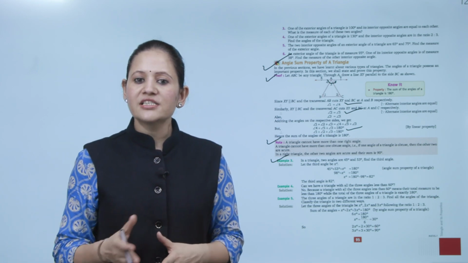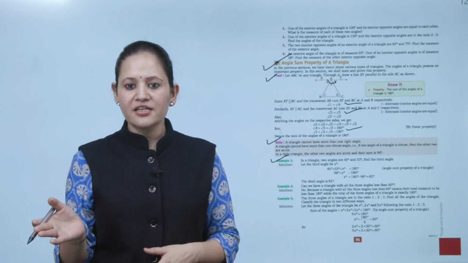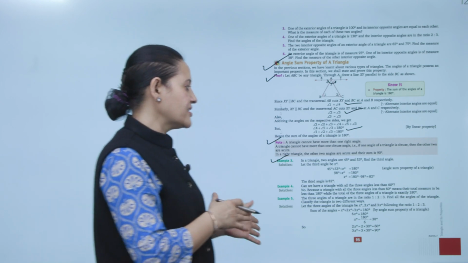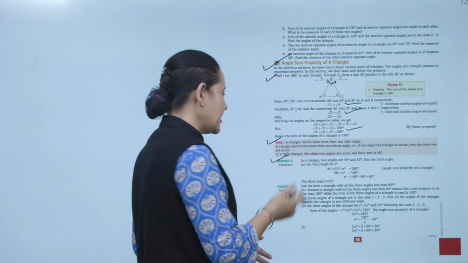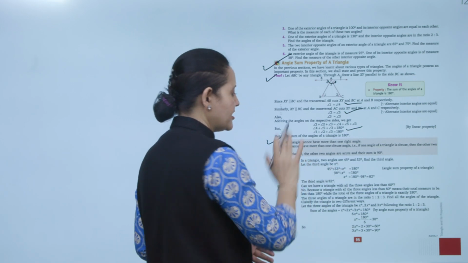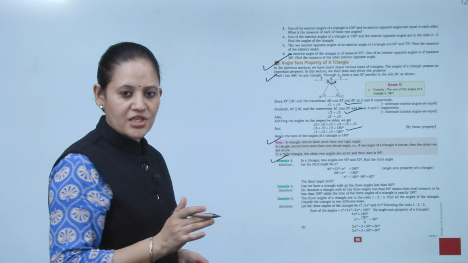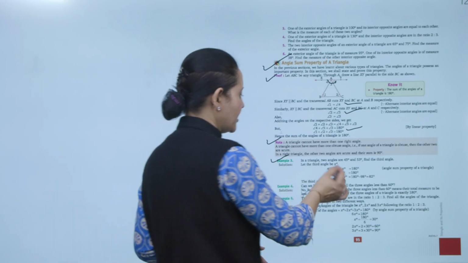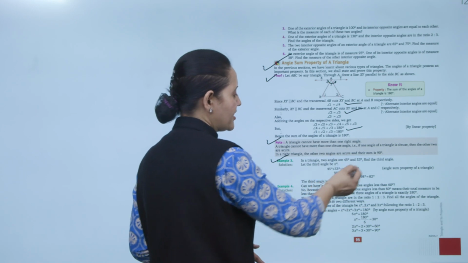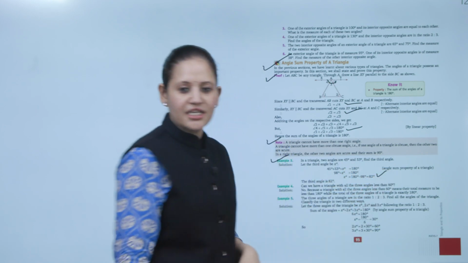In a triangle, two angles are 45 degrees and 53 degrees. Find the third angle. As we know from the angle sum property of the triangle, the sum of three angles is 180 degrees. So let the third angle be x. So x equals 180 minus (45 plus 53). इसके सम को 180 में subtract कर देंगे. So that is equal to 82 degrees. Clear?